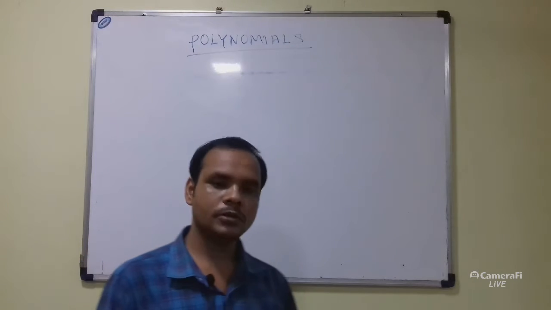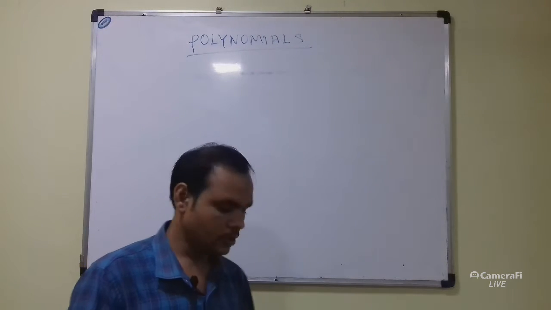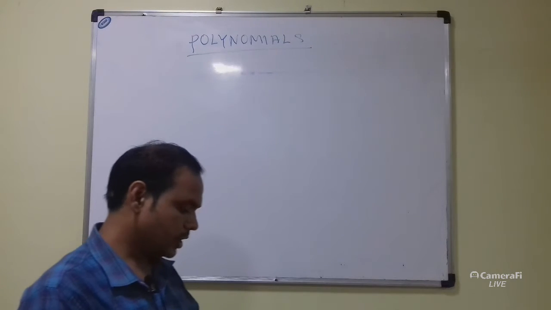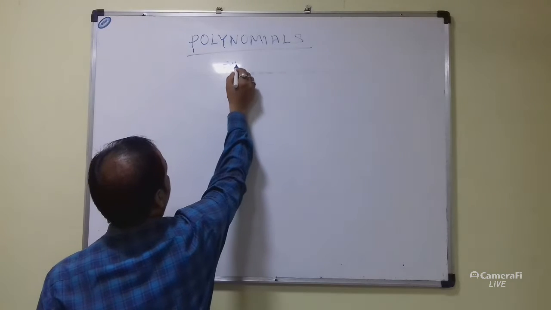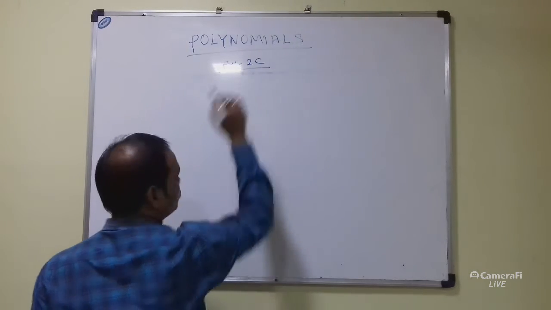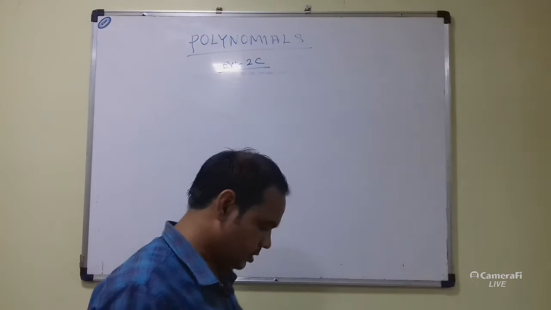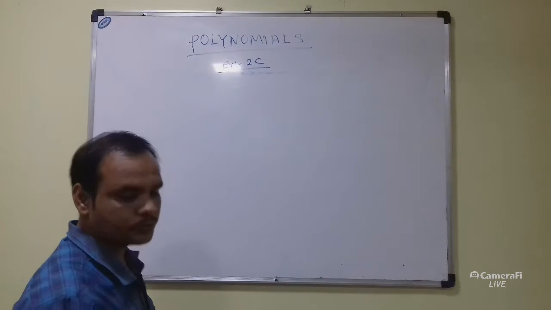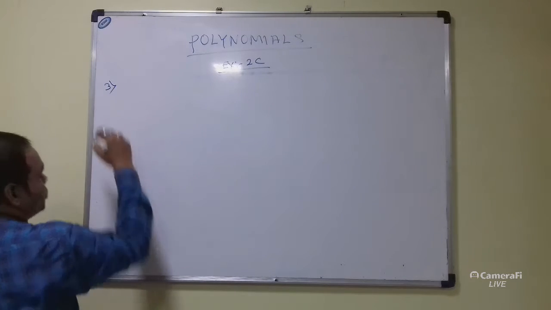Today we are going to solve some problems from polynomials. We have already solved some problems from exercise 2a and 2b. Today we are going to solve some problems from exercise 2c. Here we have to find the remainder by using the remainder theorem. I am going to show you problem number 3.